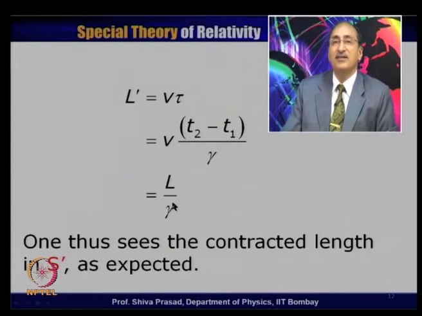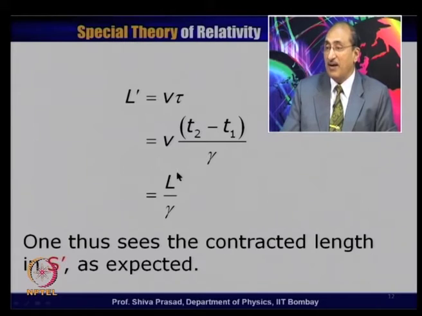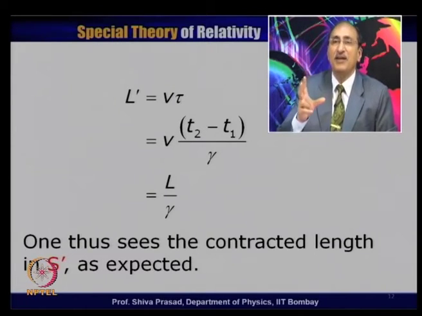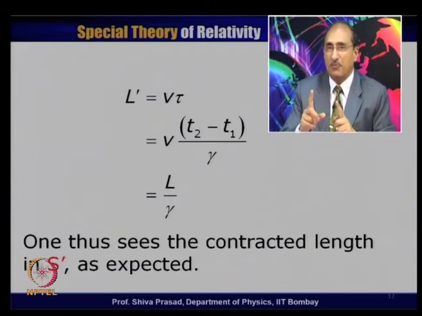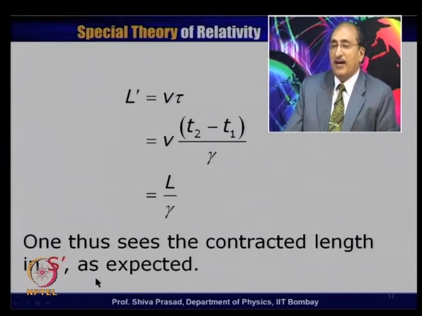We have told that gamma is greater than 1. Therefore, L divided by gamma will give you a smaller length. So, this will be a contracted length as is expected, because remember, L is the proper length of the platform. Had it not been proper length, then we could not have applied this particular formula. When we apply the length contraction formula, one of the lengths must be a proper length. When we apply the time dilation formula, one of the time intervals must be a proper time interval. Then only I can use that formula, otherwise I cannot use it. One thus sees the contracted length in S prime as is expected.